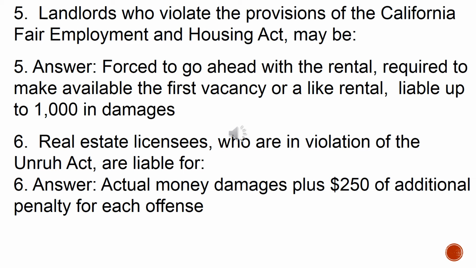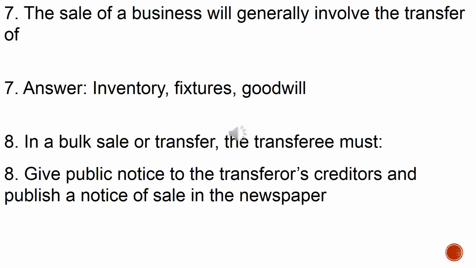Question number 5. Landlords who violate the provisions of the California Fair Employment and Housing Act may be: answer, forced to go ahead with the rental, required to make available the first vacancy or a like rental, liable up to $1,000 in damages. Question number 6. Real estate licensees who are in violation of the Unruh Act are liable for: answer, actual money damages plus $250 of additional penalty for each offense. 7. The sale of a business will generally involve the transfer of: answer, inventory, fixtures, and goodwill.